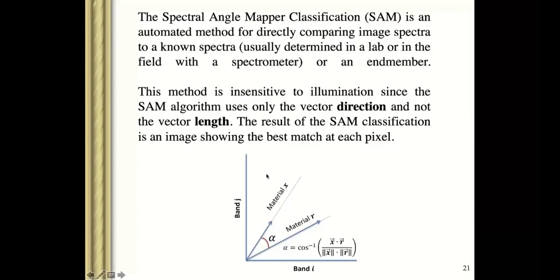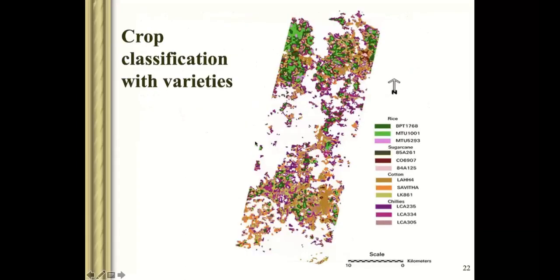So it will not be affected by the time of satellite image acquisition. Suppose you acquire the image at 2 o'clock, and your ground collected spectra is from 10 o'clock. There is a difference in their reflectance, but it is considered in the direction, not the length of those reflectance profiles. So it will not affect your classification performance. That's why SAM is much better than other algorithms.